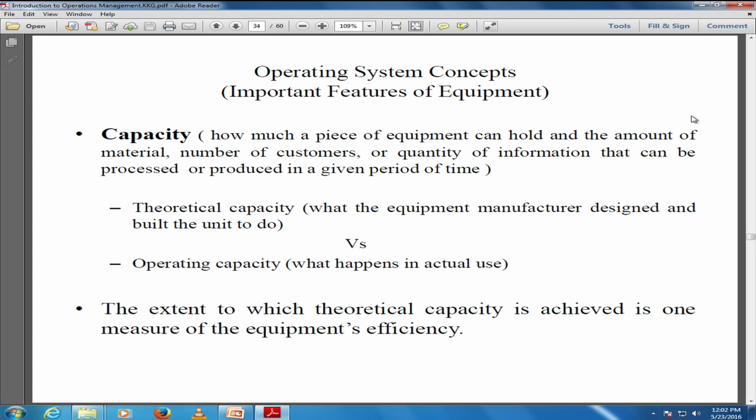What do we mean by capacity? How much a piece of equipment can hold, and the amount of material, number of customers or quantity of information that can be processed or produced in a given period of time. And there is a difference between theoretical capacity and actual capacity. Theoretical capacity is what the equipment manufacturer designs and builds the unit to perform. This versus the operating capacity, what happens in actual use, and the extent to which the operating capacity equals the theoretical capacity is one measure of the equipment's efficiency.